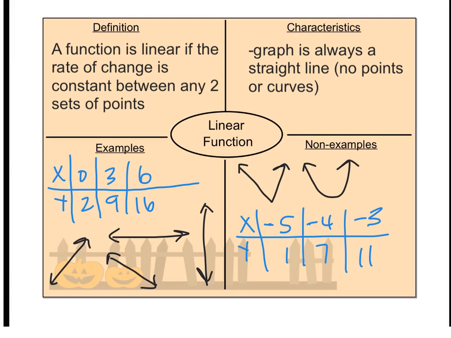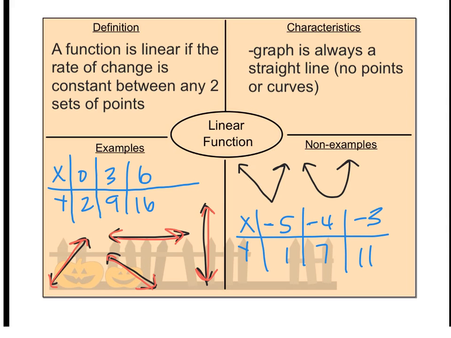A characteristic that is helpful to remember is that the graph is always a straight line, so you won't see any points or curves on it. And then I provided a few examples and non-examples. I think the graphs are easier to look at first, so you can see the graphs under the examples are all straight lines. This would be a line with positive slope. This would be a linear function with negative slope. And then these are special cases: this is a slope of 0, and this is the undefined slope. So those are 4 examples of linear functions.